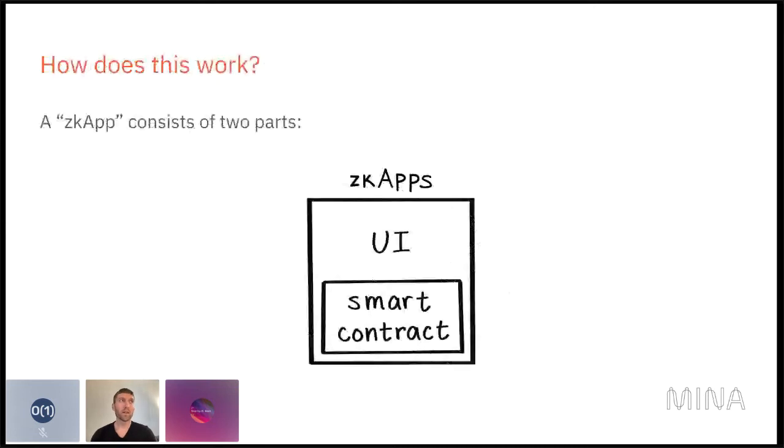To help communicate, it's useful to have some common terminology. For zkApps, we like to call the entire thing a zkApp. So the smart contract is the part that's written with SnarkyJS, which we'll talk more about later today. And the UI could be written in anything. It could be React, it could be Svelte, it could be Vue, whatever you prefer. And then that entire thing that runs in the user's web browser, we like to refer to as the zkApp.